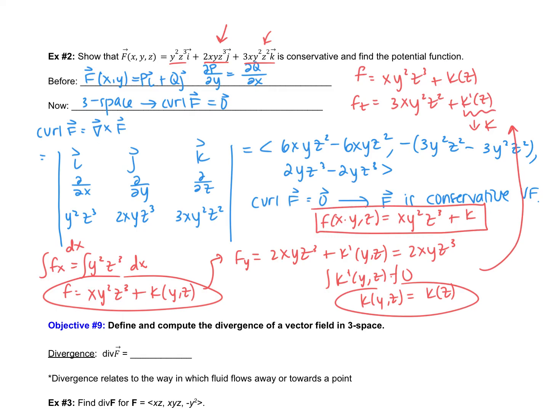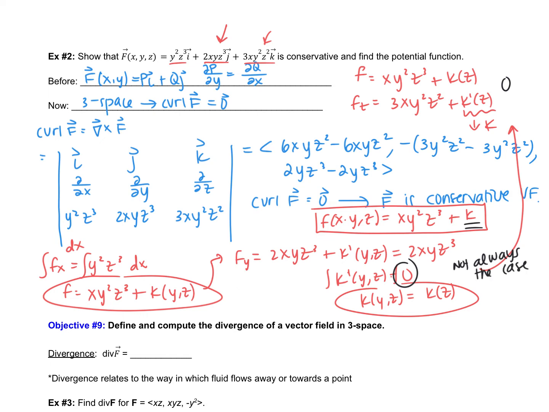I have a few quick notes for you. In this example, both of these ended up being 0, and you would have ended up with a 0 here again, so we just ended up with a k. Nothing else got added on to our potential function as we were integrating. That's not always going to be the case.